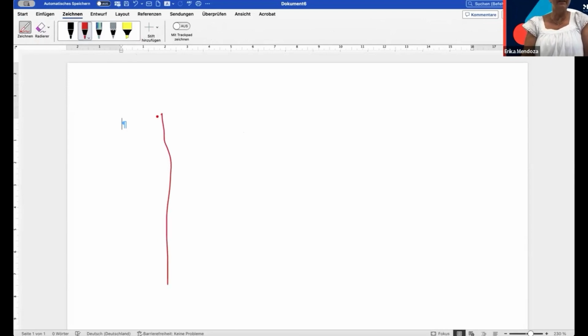We have the deep vein. Sorry, I'm not so good in painting. No, perfect. Yes, I can see the vein. Yeah, that's perfect. That's better.